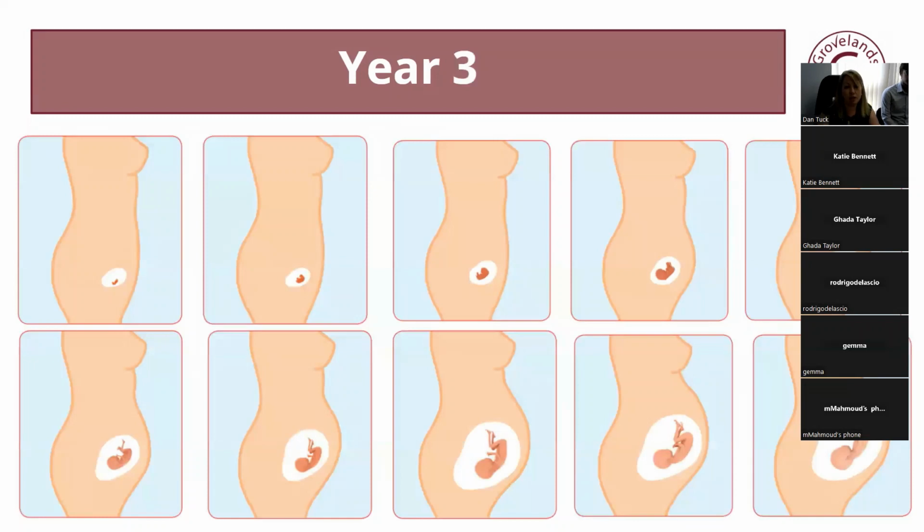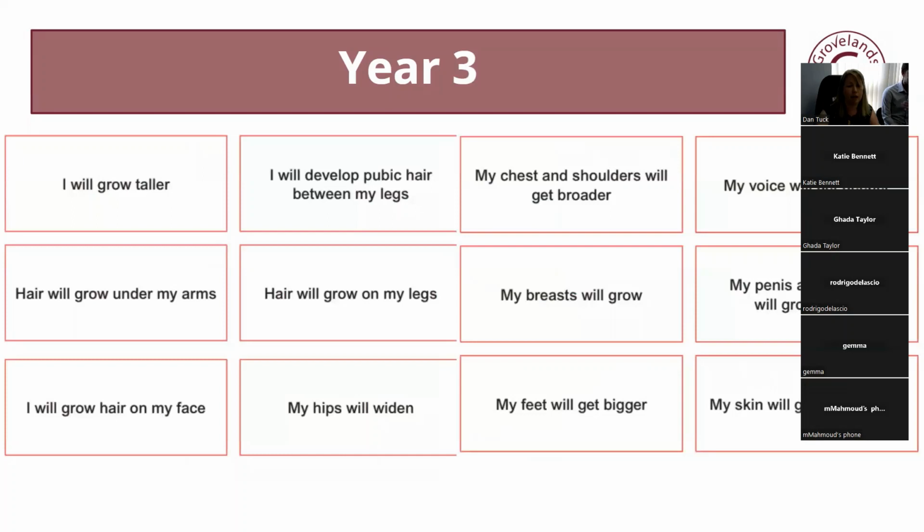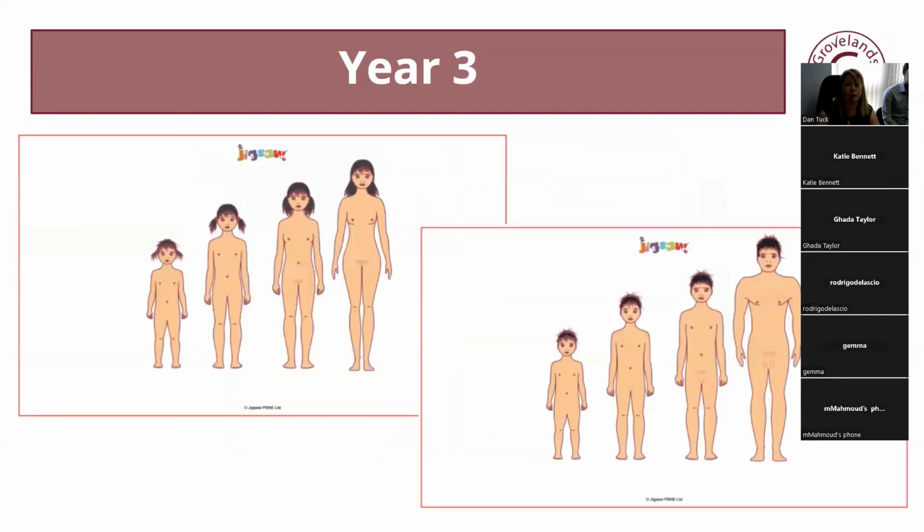These are some of the resources that we use. These are the exact pictures that the children will see. So this is used in year 3 just to show them how the baby grows inside the mother. And then these are some cards we look at, some changes that are going to happen to them. And we would talk through those changes and the vocabulary and things like that, and how they feel about them.